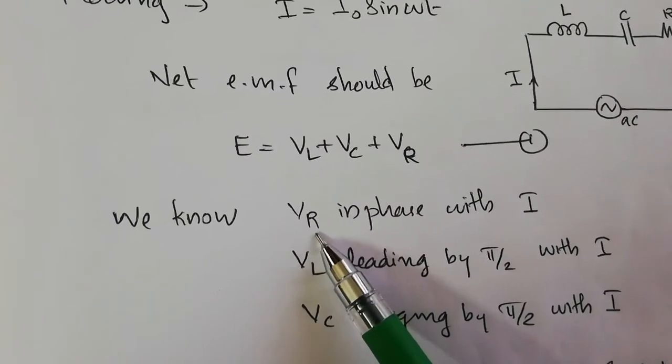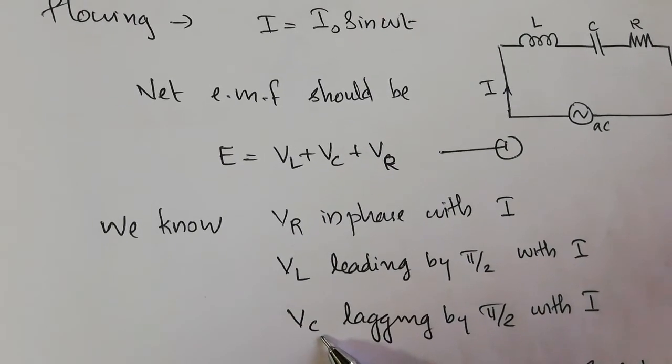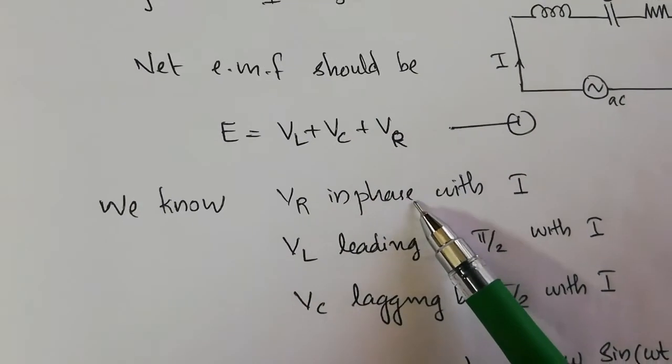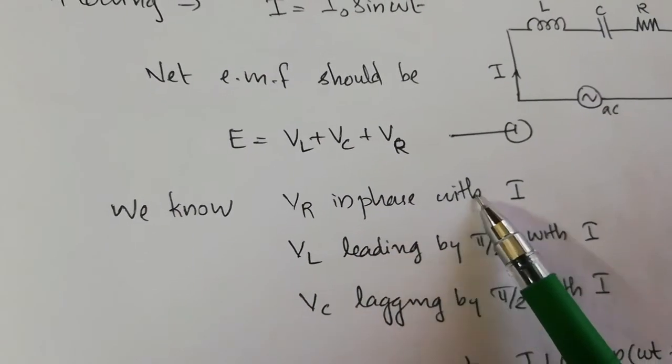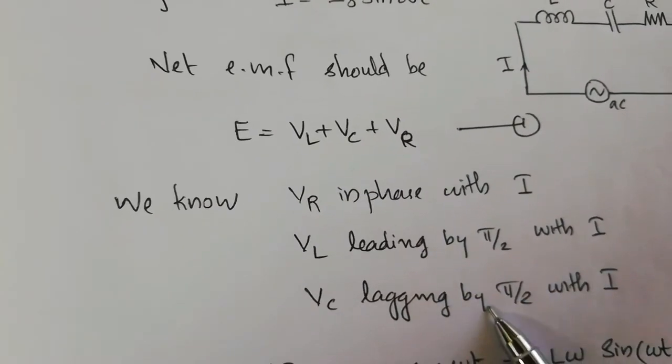where VR is the voltage drop across the resistance, VL is the voltage drop across the inductance and VC is the voltage drop across the capacitance. As we have already studied, VR is in phase with I, VL is leading I by pi by 2 and VC is lagging I by pi by 2.